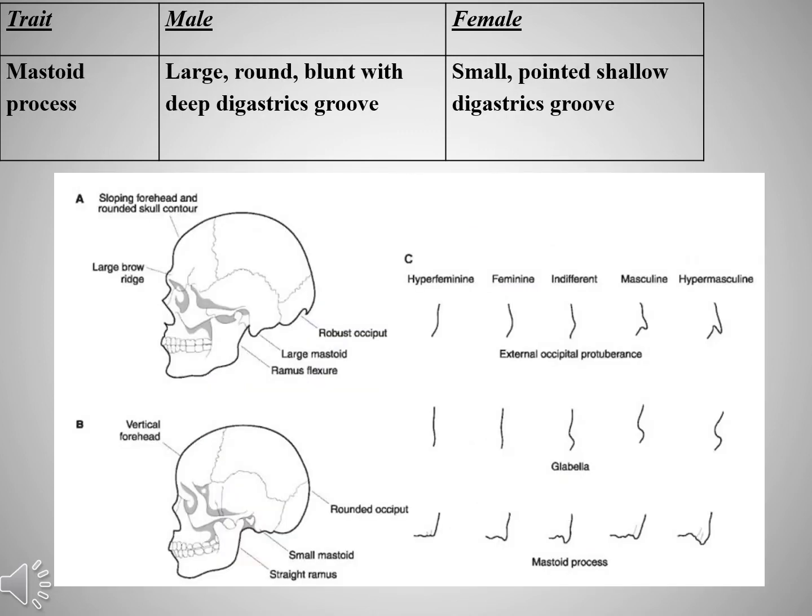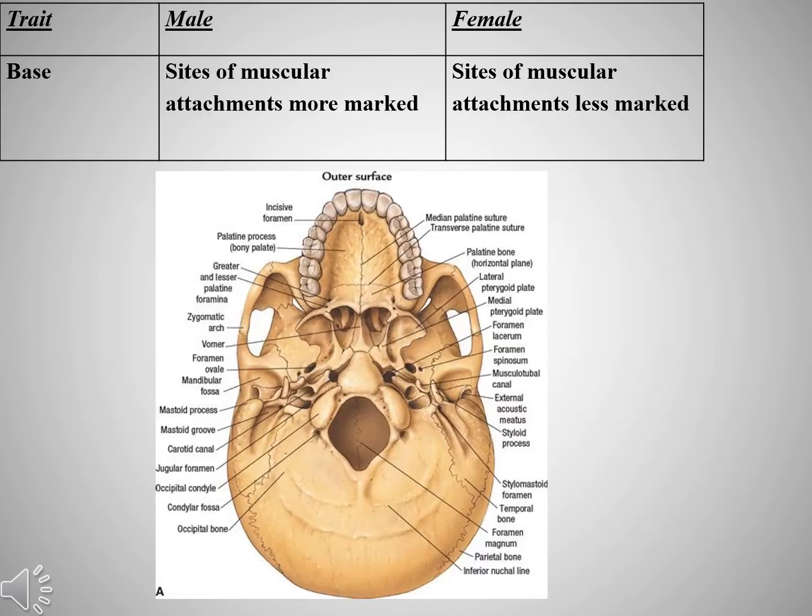Mastoid processes in the male skull are larger and round and blunt with deep digastric groove, and in female skulls they are small, pointed and shallow digastric grooves. In this slide, you can see a diagram showing the base of the skull. Sites of muscular attachments are more marked in the male skull, whereas those are less marked in the female skull.